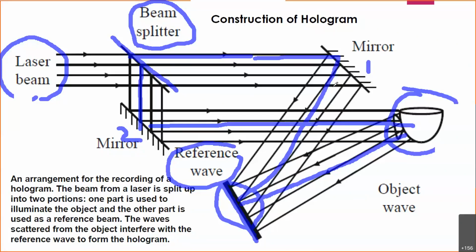So that is why, if you want to record a hologram, the arrival of the reference wave and the object wave has to be at the same time. Only then will you get clarity in the hologram recorded at this photographic plate. So this is how this first process works. It's very simple. We are going to discuss more maybe in the next lecture.